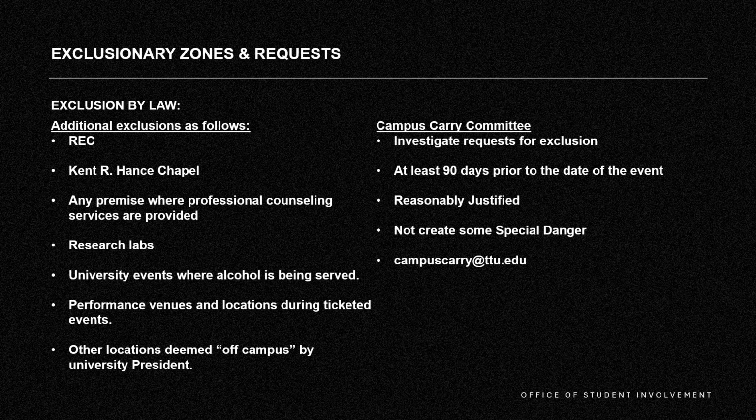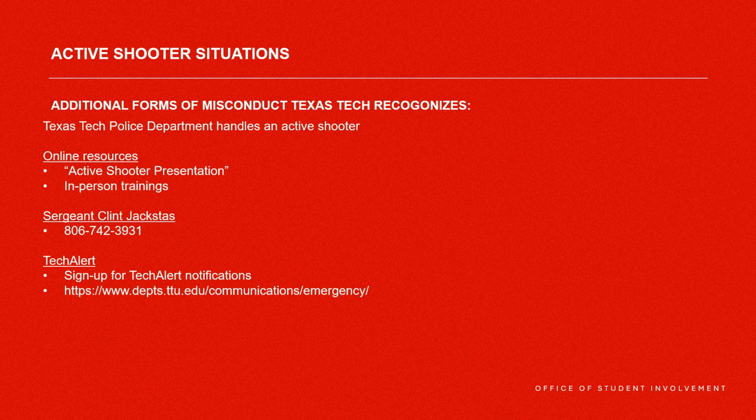There are additional exclusions on Texas Tech campus, and they are as follows: the Rec, the Kent R. Hance Chapel, any premise where professional counseling or services are provided, research labs, university events where alcohol is being served, performance venues and locations during a ticketed event, or other locations deemed off-limits by the university president.